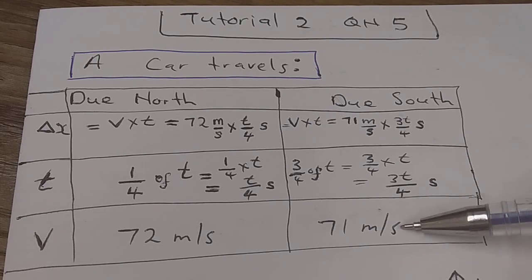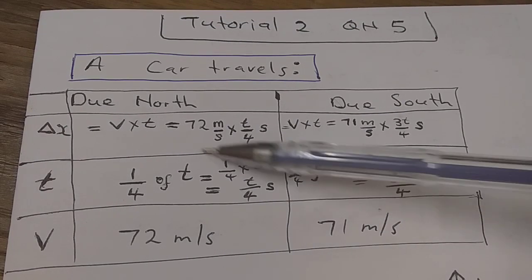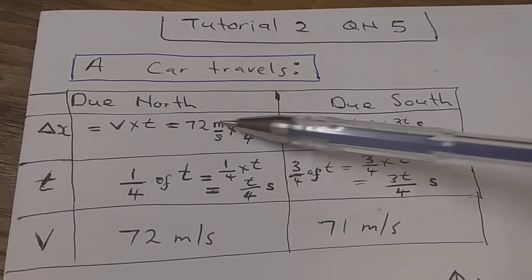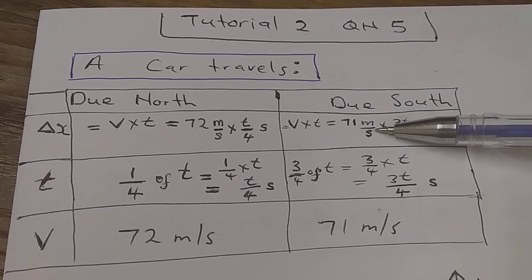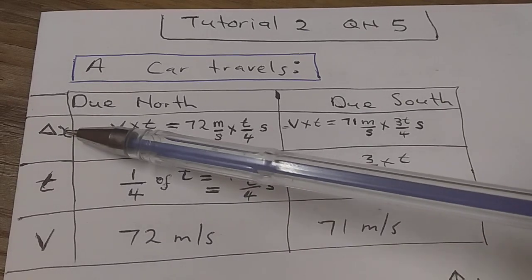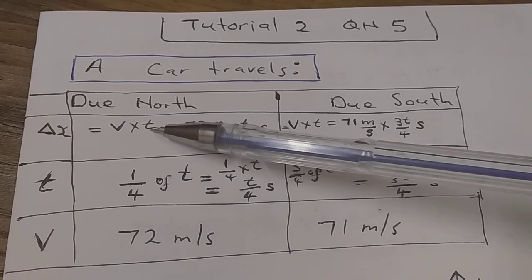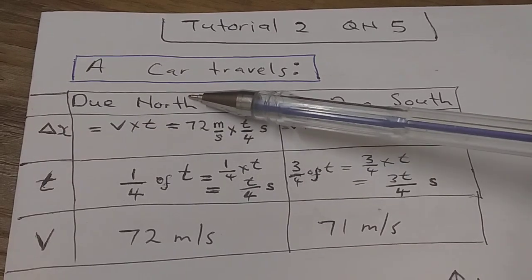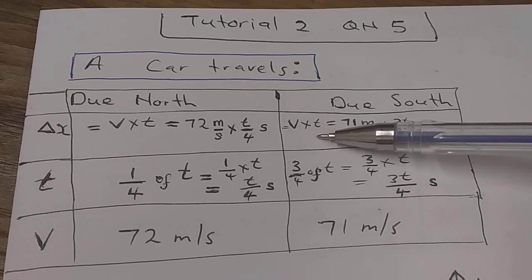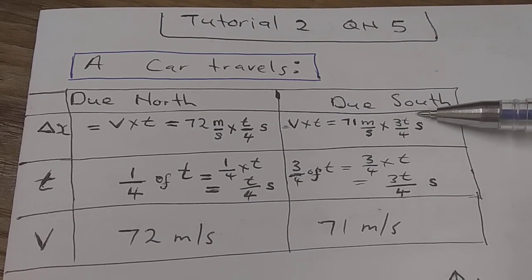From this information, two rows, we can calculate the displacement as the car moved due north, and also the displacement as it moved due south. How do we find the displacement? The change in x is equal to the velocity multiplied by the time as the car moved due north. Also, the change in x is equal to the velocity multiplied by the time as the car moved due south.